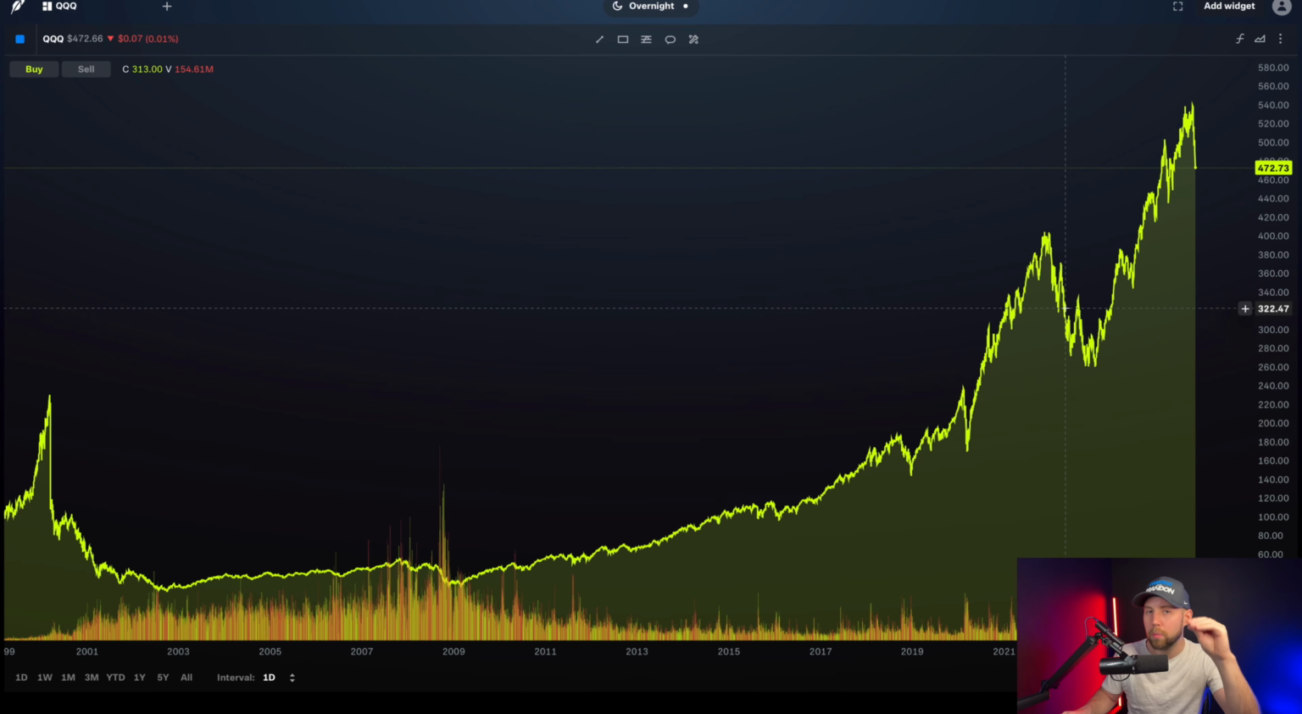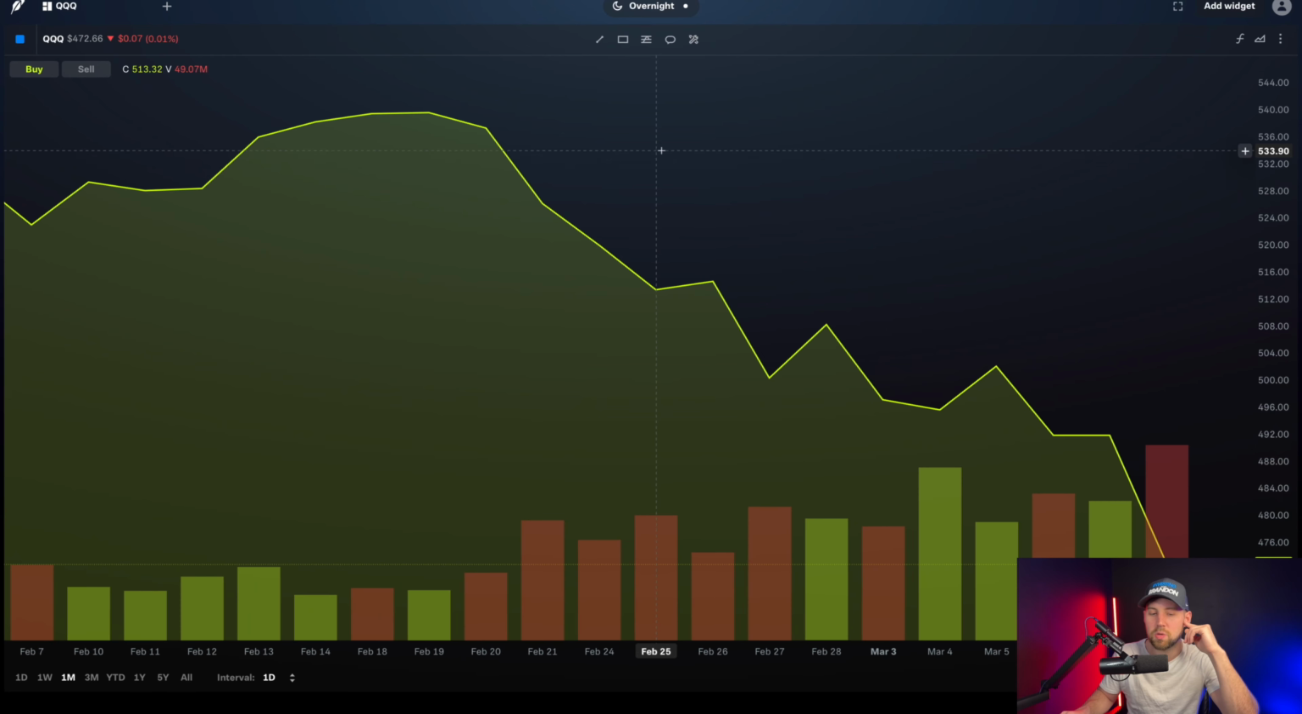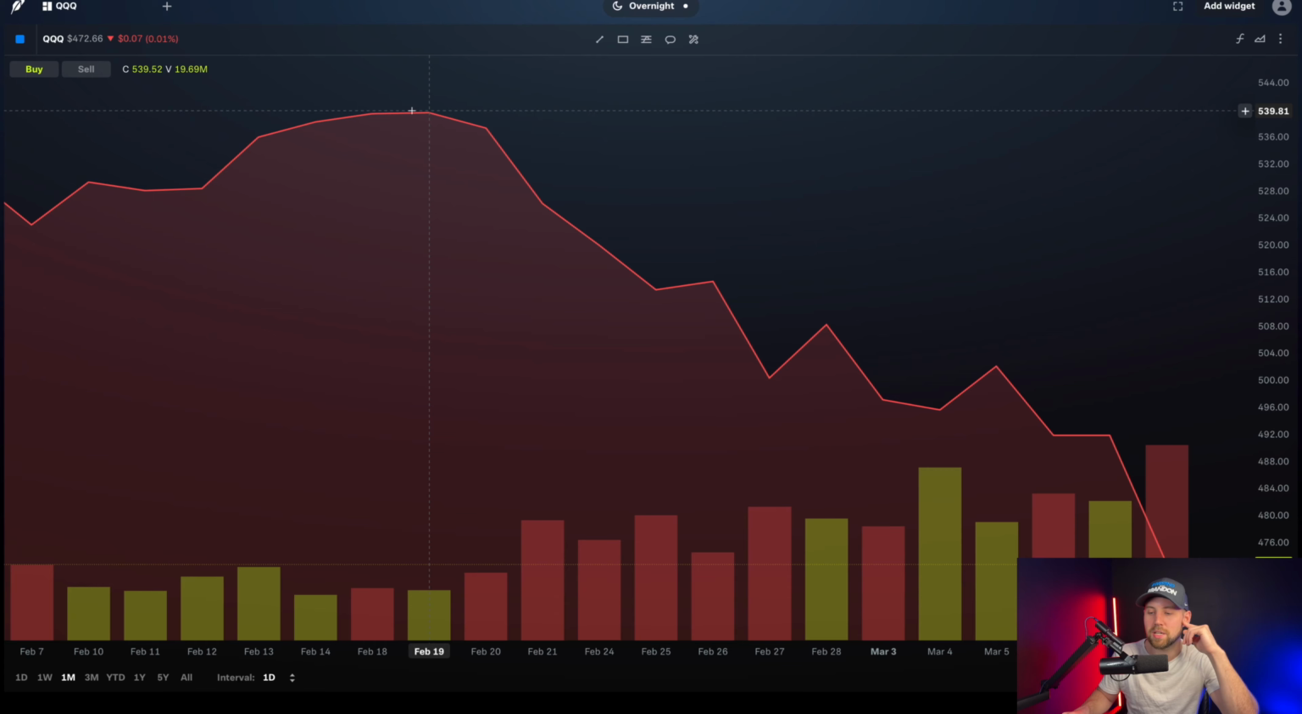Now, I'm going to make a bullish argument right now for the market, and then I'm going to make a bearish argument, and then we'll wrap it all up. So Triple Q peaked out a couple months ago at $543 per share. You can see right now we're down at $472 per share. It's been a very quick drop down. Let me zoom this chart in a little bit. This is a 1 month chart, all the way from basically 540 all the way down to 472.